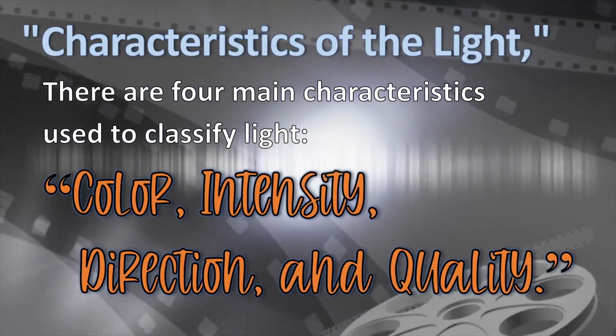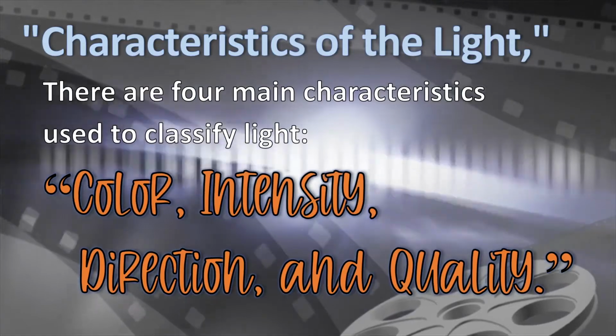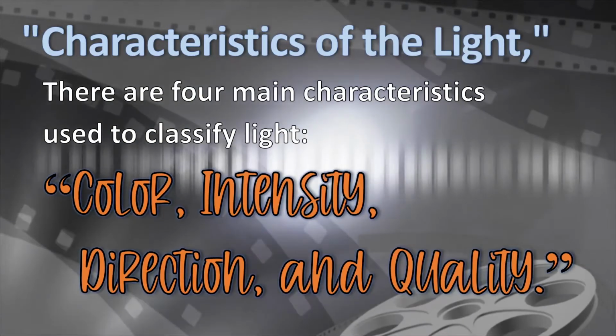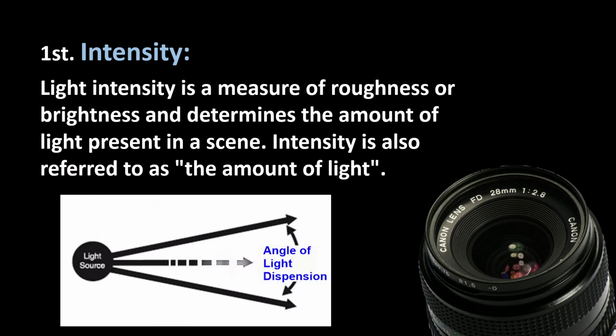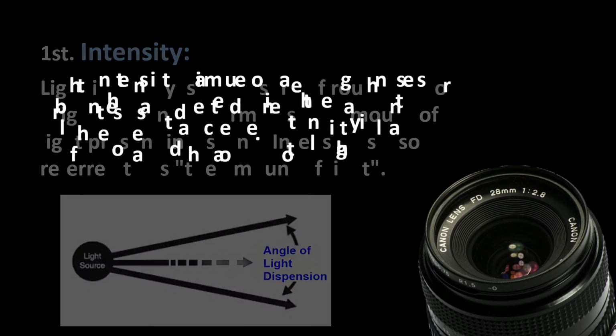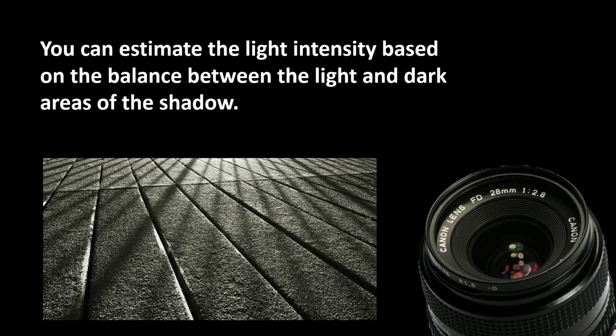Characteristics of the light. There are four main characteristics used to classify light: color, intensity, direction, and quality. First, intensity. Light intensity is a measure of roughness or brightness and determines the amount of light present in a scene. Intensity is also referred to as the amount of light. You can estimate the light intensity based on the balance between the light and dark areas of the shadow.